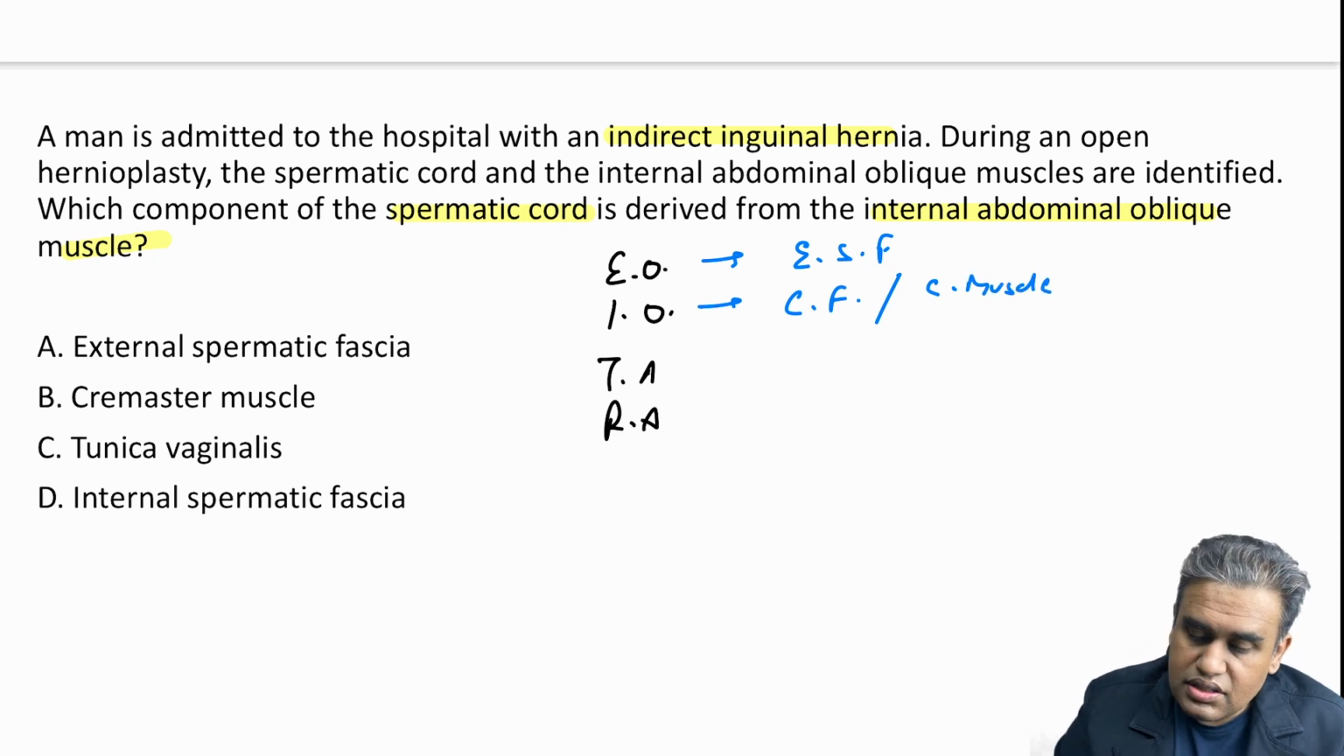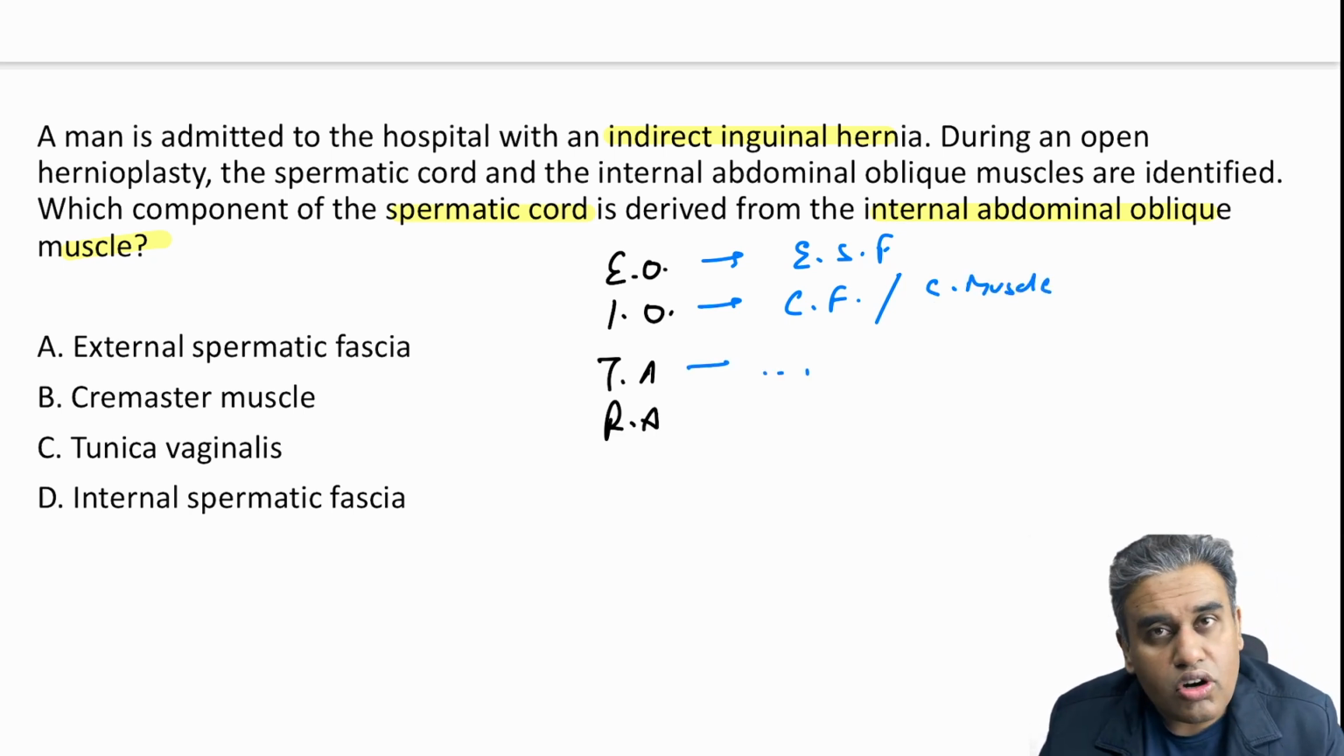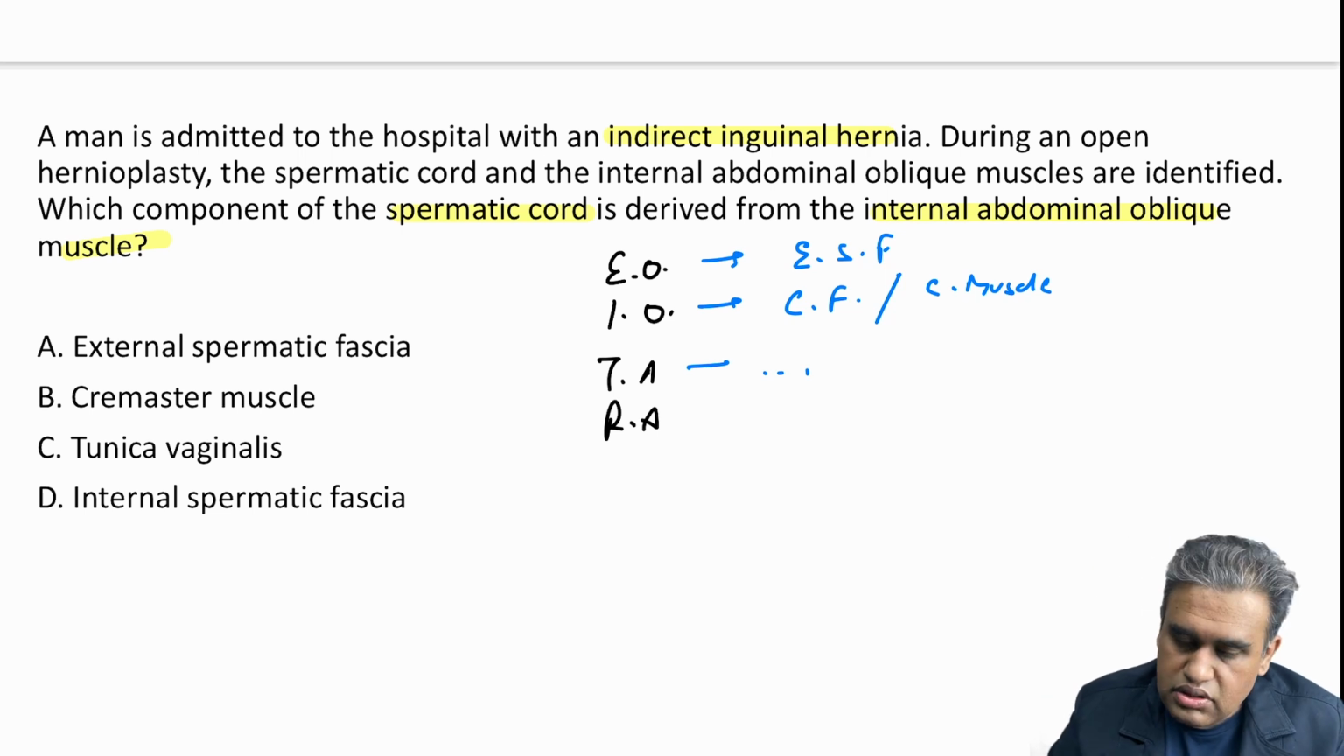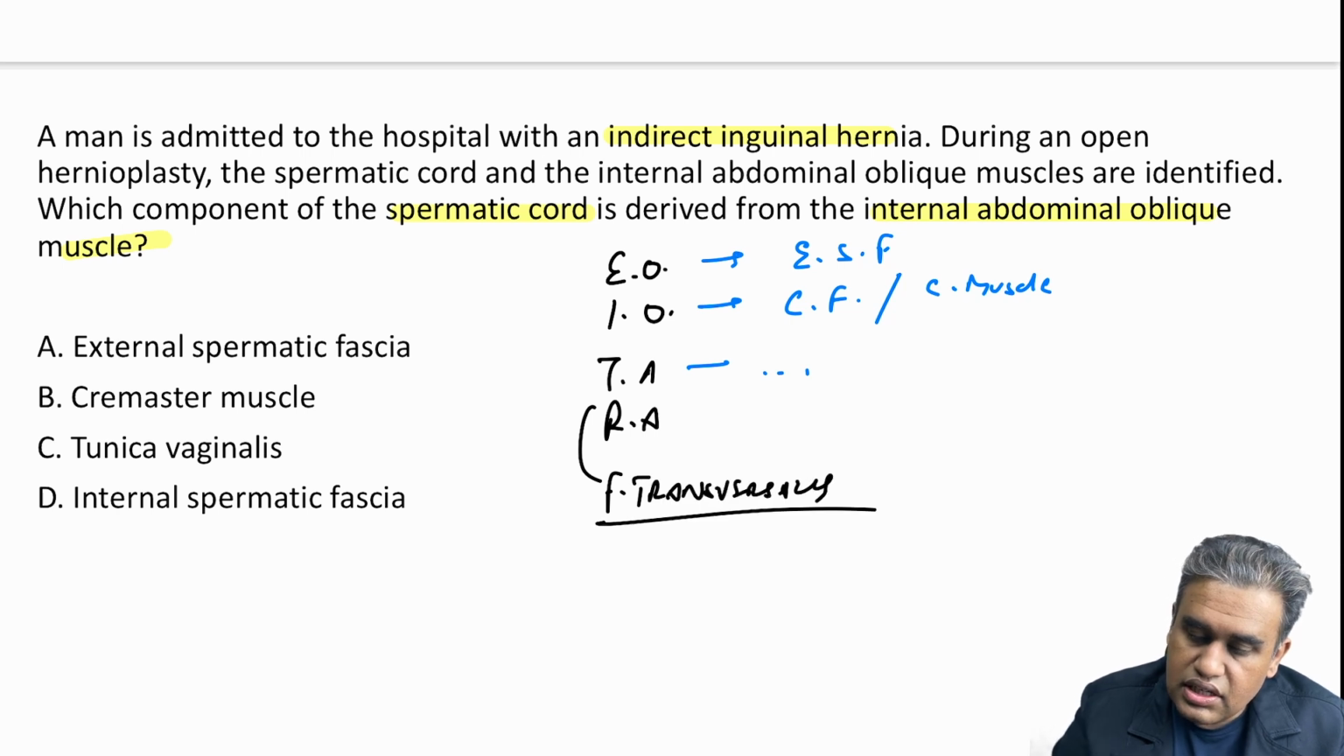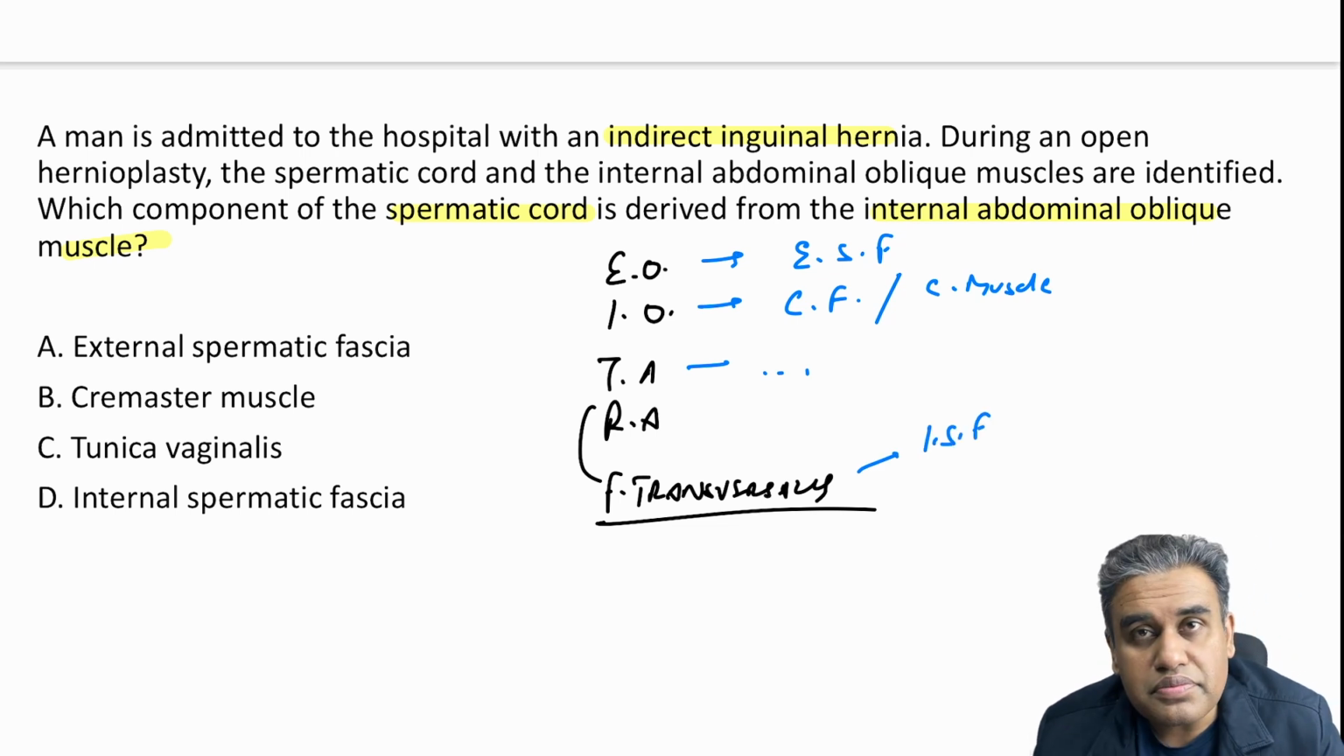The transversus abdominis does not normally form much in the anatomy of the inguinal canal, but deep to it, we have a fascia known as the fascia transversalis. I am sure you must have heard about it. This fascia transversalis gives rise to the internal spermatic fascia. So these are the coverings of the spermatic cord.